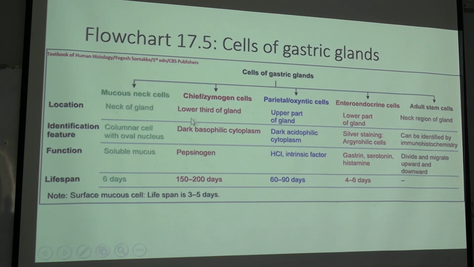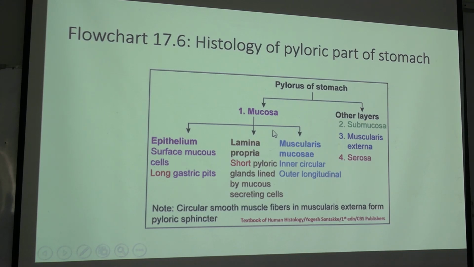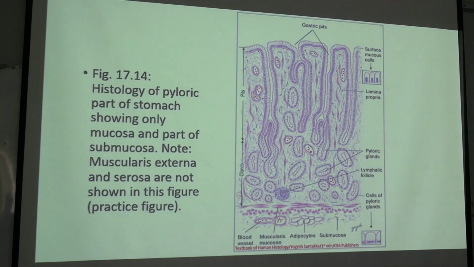Some cells we call chief cells, which are responsible for secreting the enzyme we call pepsinogen. And at the bottom we have the endocrine cells, which secrete gastrin, serotonin, etc. These are the endocrine cells. And at the base of the gastric glands we have the stem cells, which replace the gastric gland cells. So this element is a point of concern.